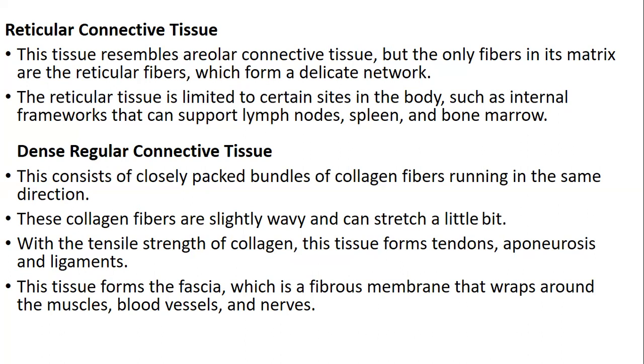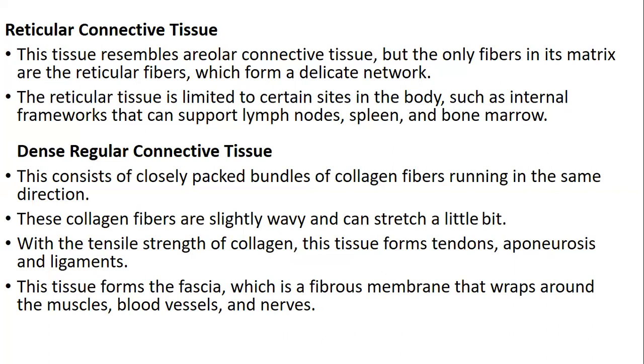This is why, when we talk about this, there are even examples of the organs in which these tissues are found. Dense regular connective tissue consists of closely packed bundles of collagen fibers running in the same direction. These collagen fibers are slightly wavy and can stretch a bit. With the tensile strength of collagen, this tissue forms tendons, aponeuroses, as well as ligaments.